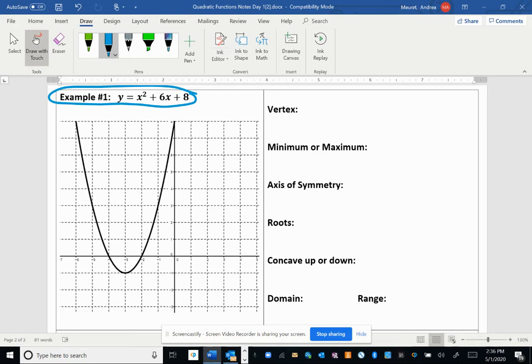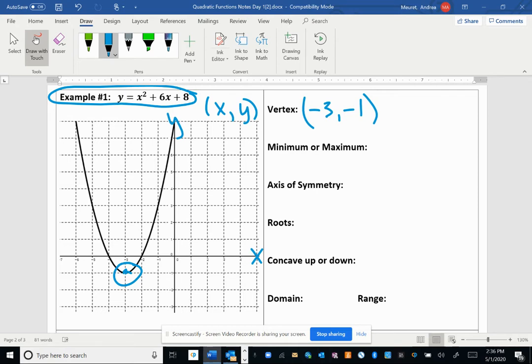So the vertex of the graph, the vertex is the point where the graph turns around. So for this particular graph, y equals x squared plus 6x plus 8, the vertex is the point -3, -1. So we always say the vertex as a point, and in every point, remember that the x value comes first and then the y value. So this is the x-axis, this is the y-axis, and -3 and -1 is how I get to this point right here, which is the vertex.